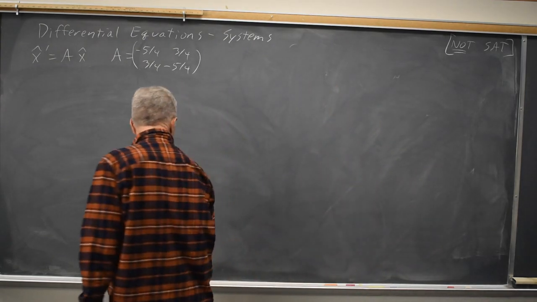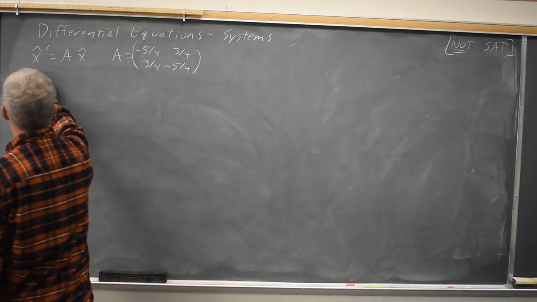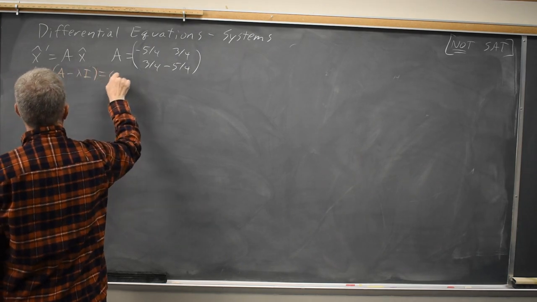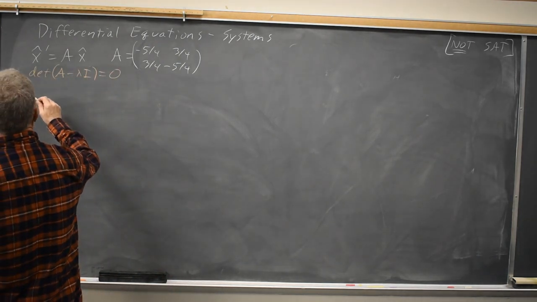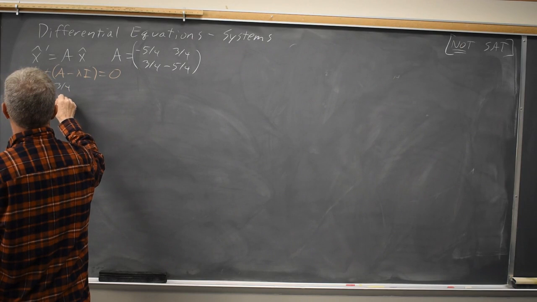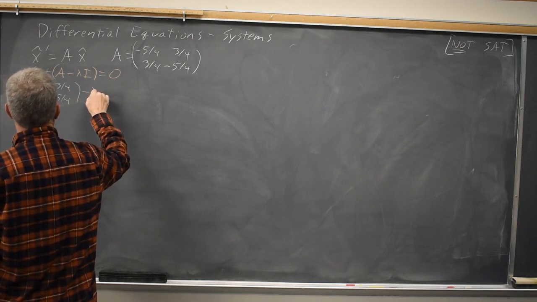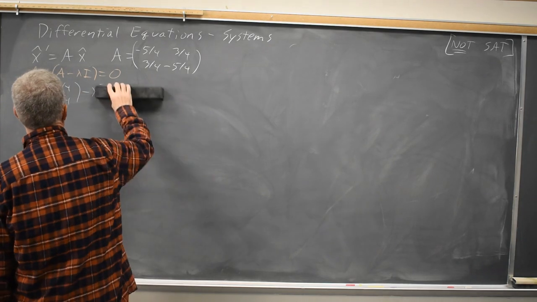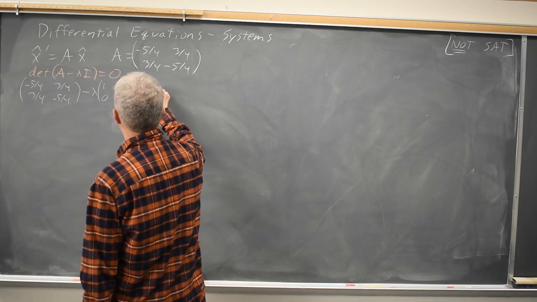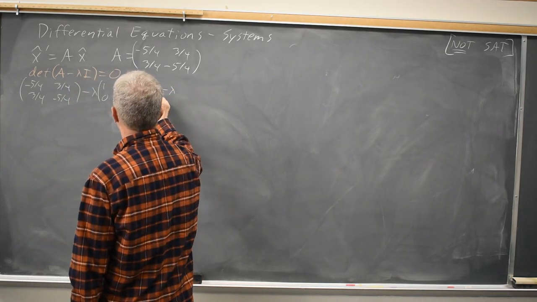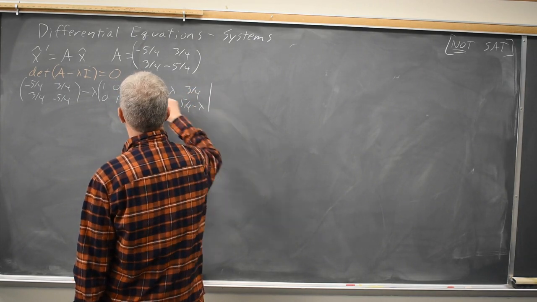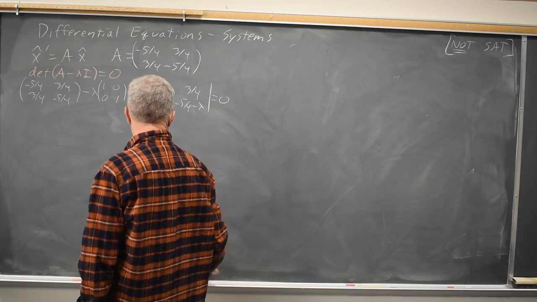Let's solve for those eigenvalues, and we do that by setting the determinant of matrix A minus lambda times the identity equal to 0. So that is negative 5 fourths, 3 fourths, 3 fourths, negative 5 fourths, minus lambda times the identity. I'm going to write 1, 0, 0, 1 for the identity, which gives us negative 5 fourths minus lambda, 3 fourths, 3 fourths, negative 5 fourths minus lambda.